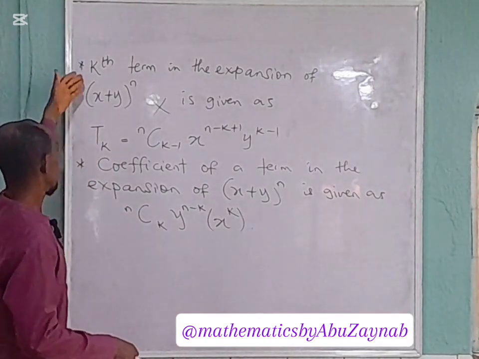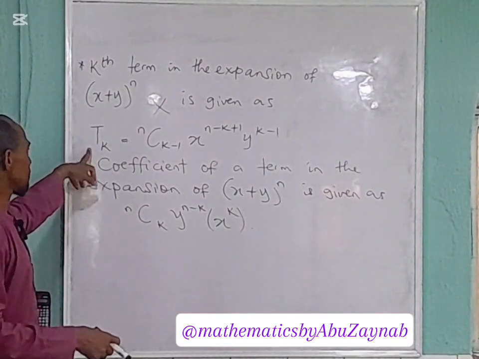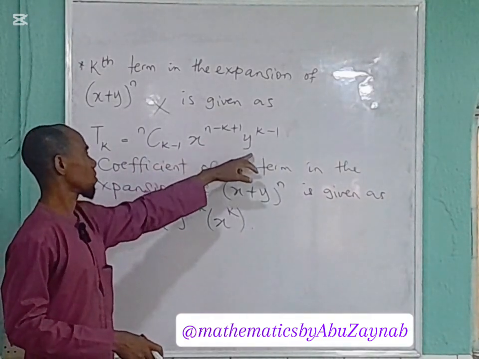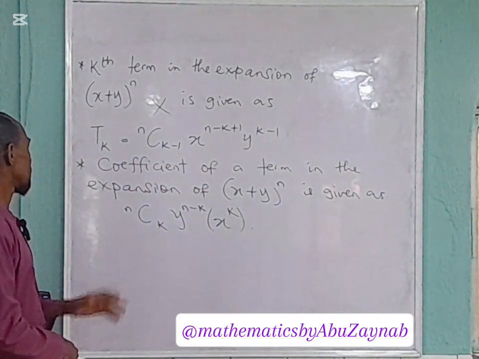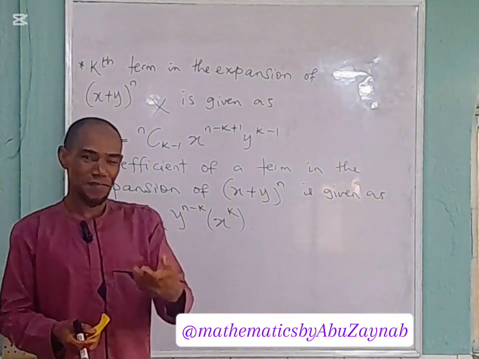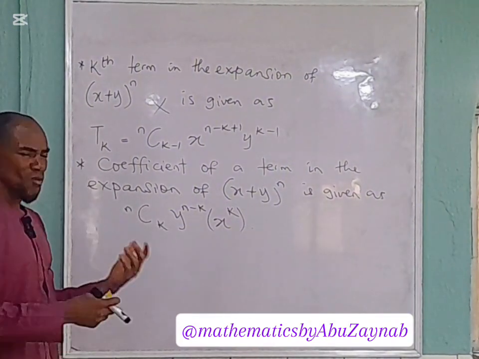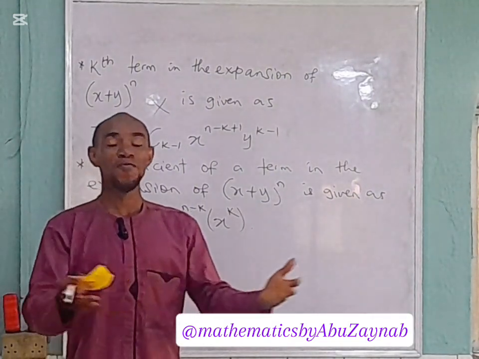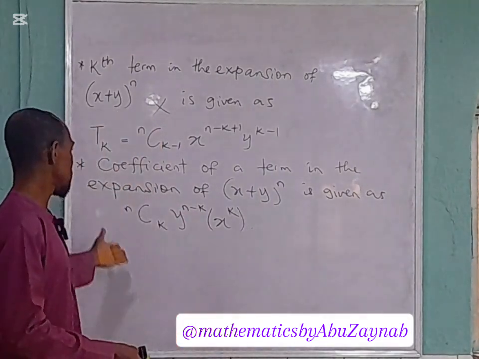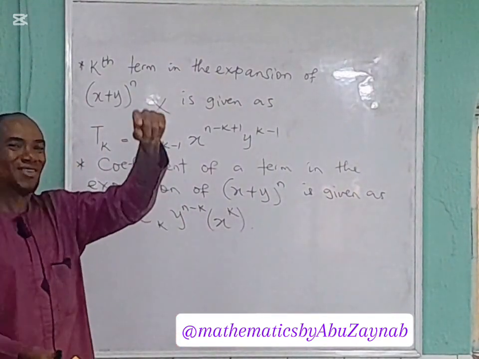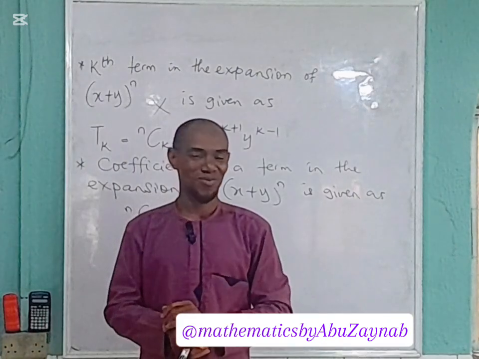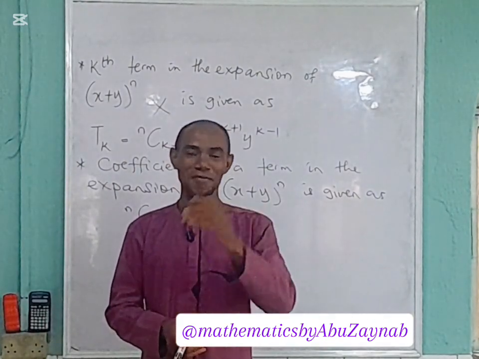Hence, the need to apply this formula: Tk, which is the kth term, is given as n combination k minus 1, then x raised to power n minus k plus 1, y power k minus 1. On the other hand, you might be required to find the coefficient of a specific term in a given expansion. Once again, you don't necessarily need to do the full expansion, particularly when the n is very large. What you need to do is to use this particular formula to pinpoint the exact coefficient required. And these two will be the essence of our video today. Stay tuned and have fun.